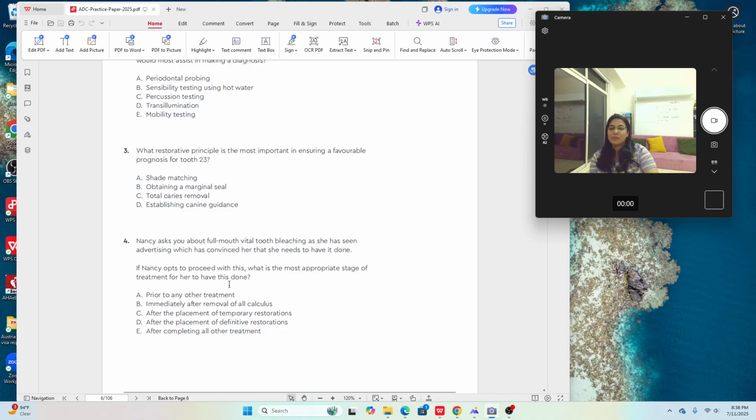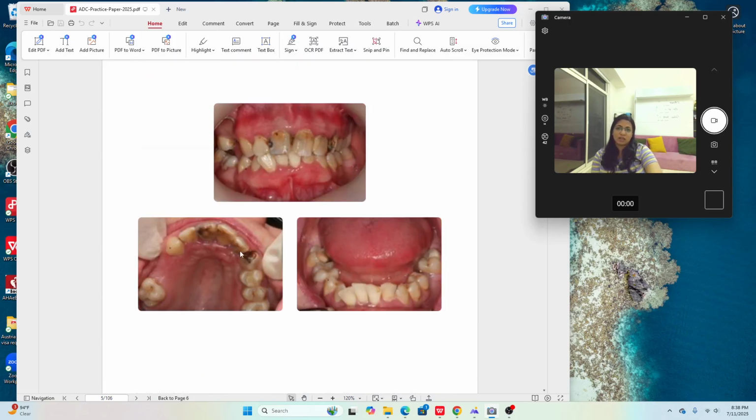If Nancy opts to proceed with this, what is the most appropriate stage of treatment for her to have this done? Okay. Now she thinks she wants whitening, and you kind of agree with her. But at what stage are you going to do the whitening? If you start her treatment, you're going to start whitening at this stage, correct? You have to first remove caries. Say you remove the caries, and then you have placed, say, temporary restorations.